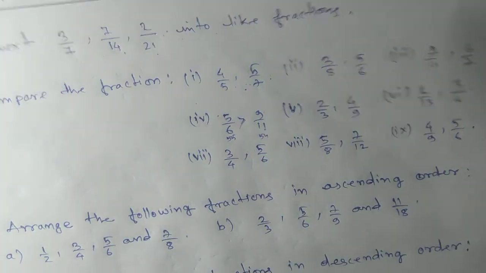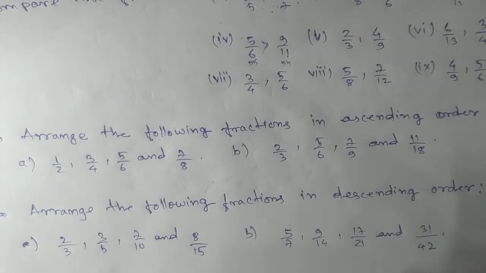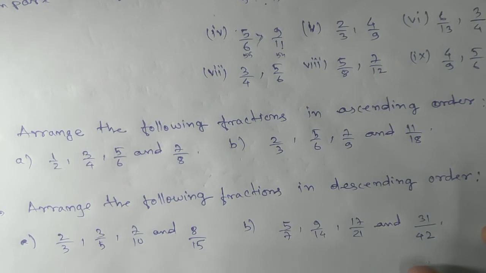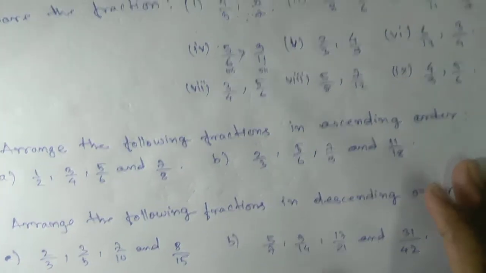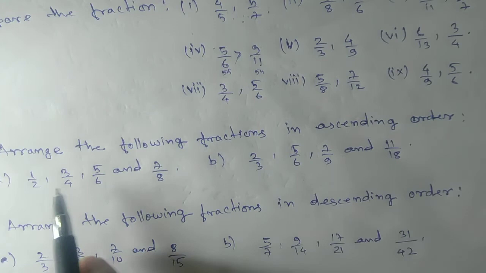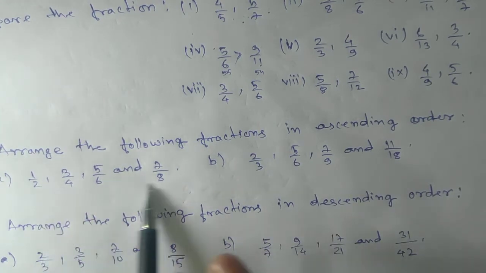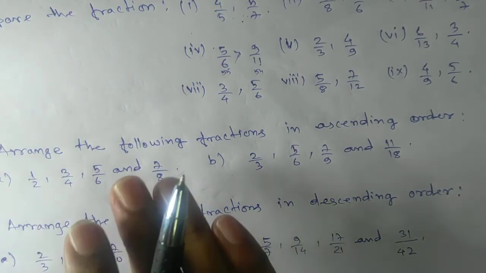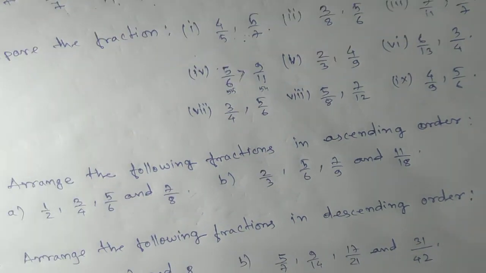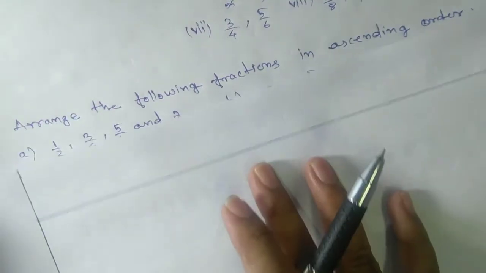Okay, next problem you can see: arrange the following fractions in descending order. Here I'm going to give you a hint, you need to solve it on your own. How are you going to solve this one? Here your target is to convert each of the fractions into like fractions. Okay, let's try to do one, and the others you have to try. So we'll proceed to the next problem.